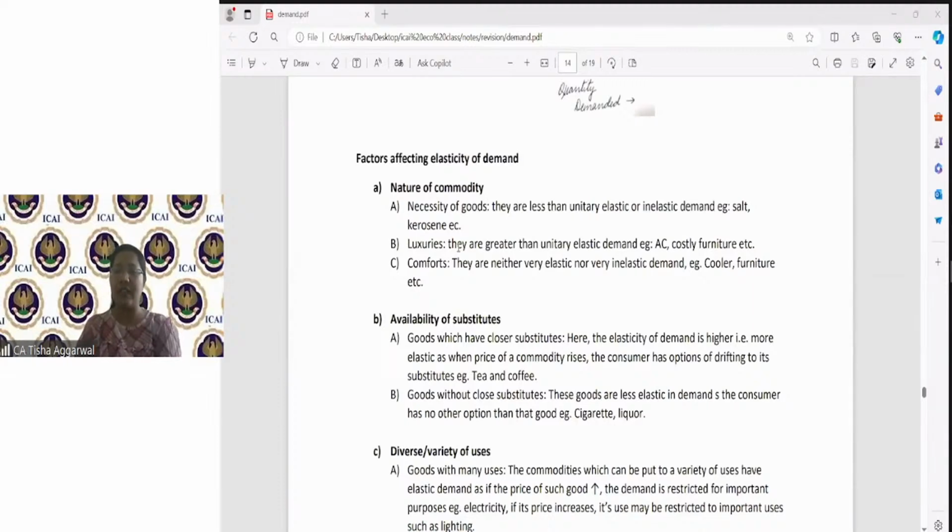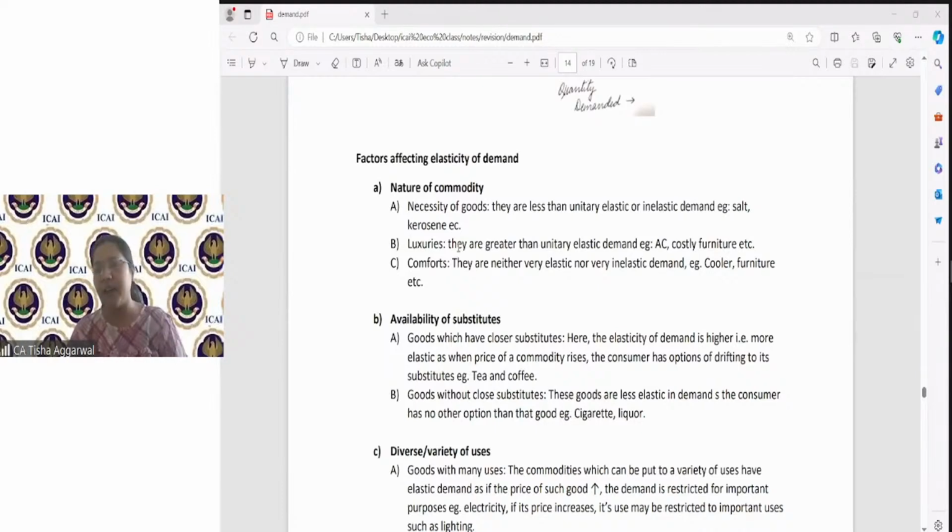What is luxury? Air conditioner, costly furniture, something which I cannot go crazy with unless there is a reduction in the price. So they have greater than unitary elastic demand. What happens is this: a little price reduction takes place, people say, okay, let's buy it. Now we are able to afford it, correct?